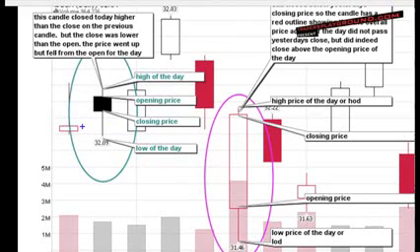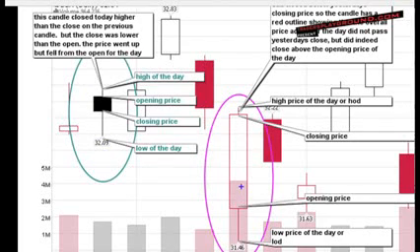So the close the day before was here. The candle opened here, and it closed here. So this area where it closed is still higher than the close from the day before or the previous day. But it closed lower than the open. That's why the candle's black instead of white. Then we have high of the day and low of the day, just like in the other examples.